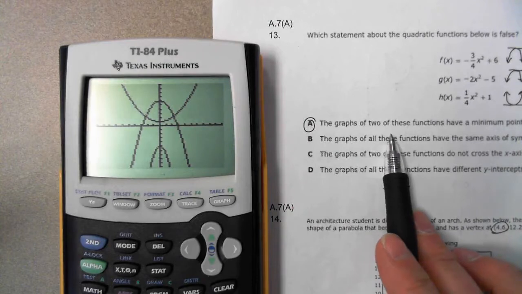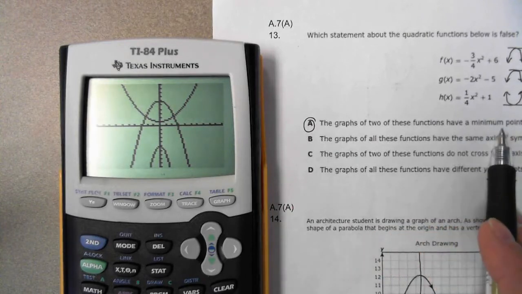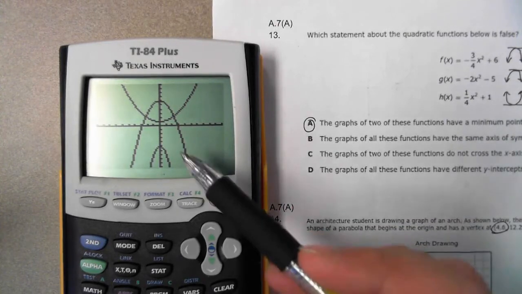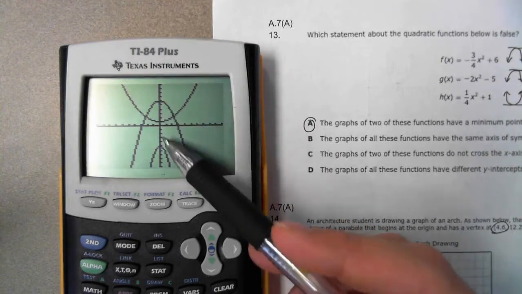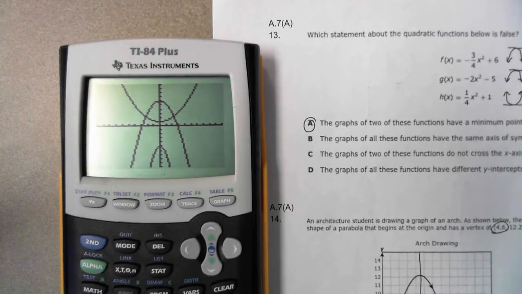The graph of at least two of these functions have a minimum point. They don't have a minimum point. Only one of them has a minimum point. Two actually have a maximum point. The other ones would be true.